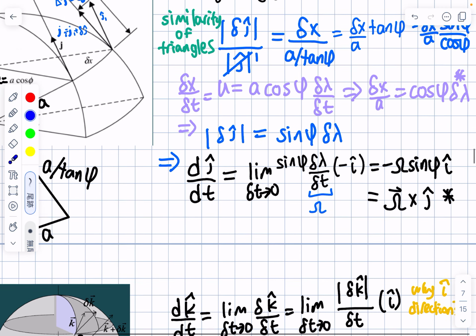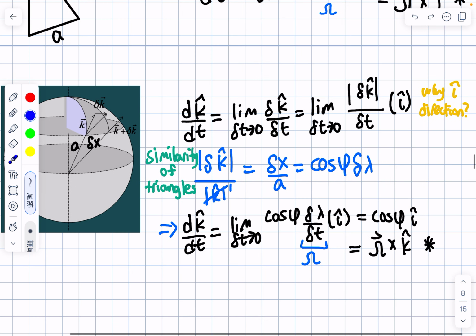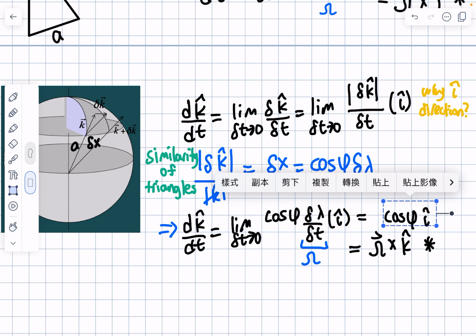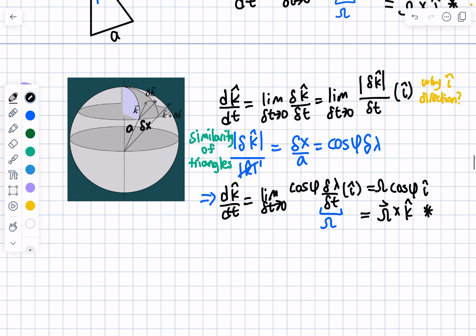And we just proved here that delta x over a was cosine phi delta lambda. So here we go. And plugging that in here, we get the limit as delta t goes to 0 of cosine phi delta lambda over delta t times the i direction. This is equal to omega. So we have that is equal to omega cosine phi i. And we can show that is equal to omega vector cross k hat.